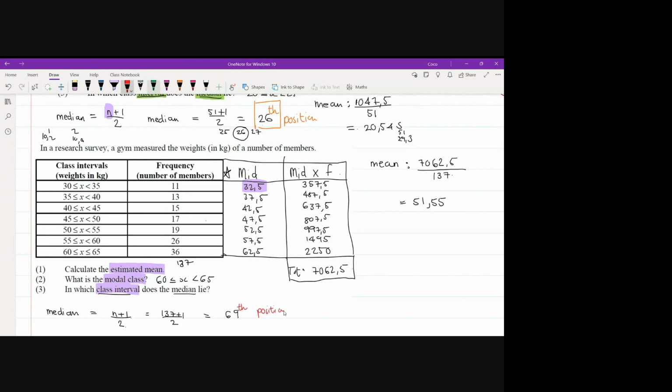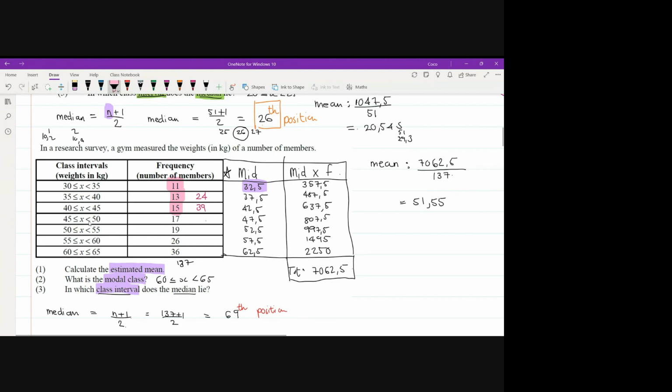So we're going to do a bit of an add, right? We're going to say the first 11 people scored between 30 and 35, or they lifted between 30 and 35. Then the next 13 people lifted between 35 and 40. 11 and 13 altogether gives us 24 people. We are nowhere near 69. We need to keep going. And then we add the next 15 people. That's 39 people. We've counted 39 people.